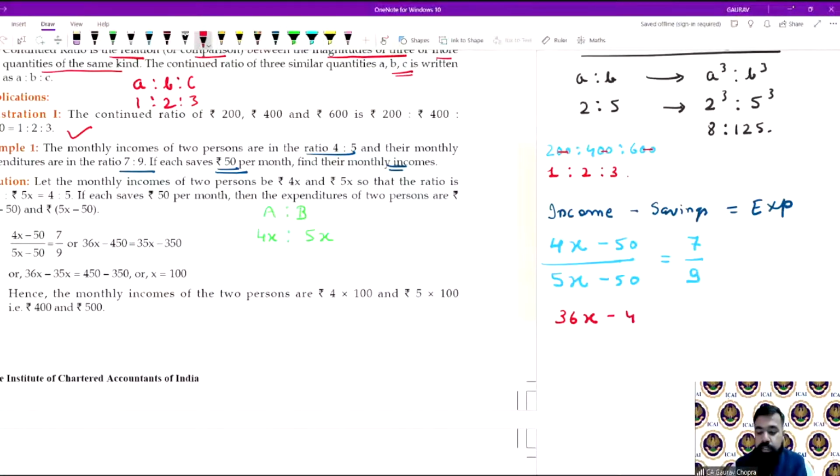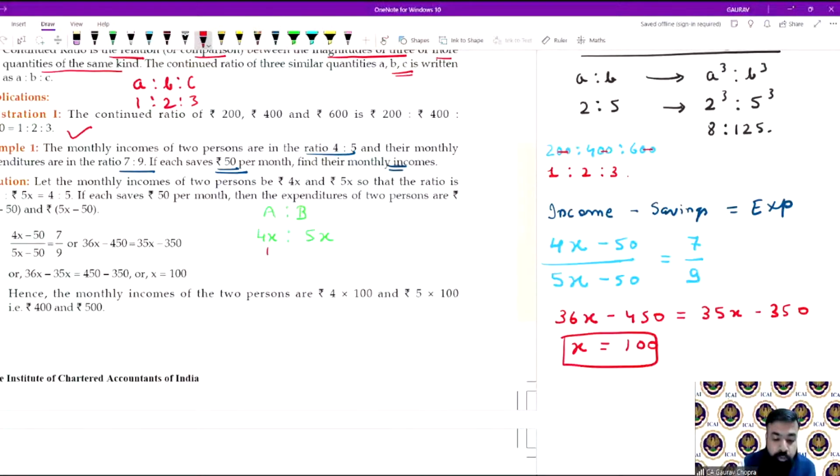36x minus 450 equals 35x minus 350. So let us solve them. We are getting x is equal to 100. Now this is not the final answer. The final answer is to find the monthly income.